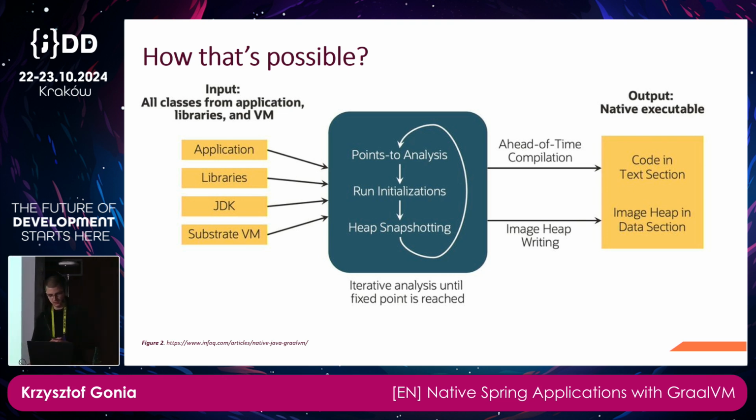And what else does GraalVM do? Besides analyzing our code, it also does heap snapshotting. Based on the analysis, it might initialize some objects during the build time. So they are not initialized after startup, but are already initialized at build time, and thanks to that we also have faster startup.